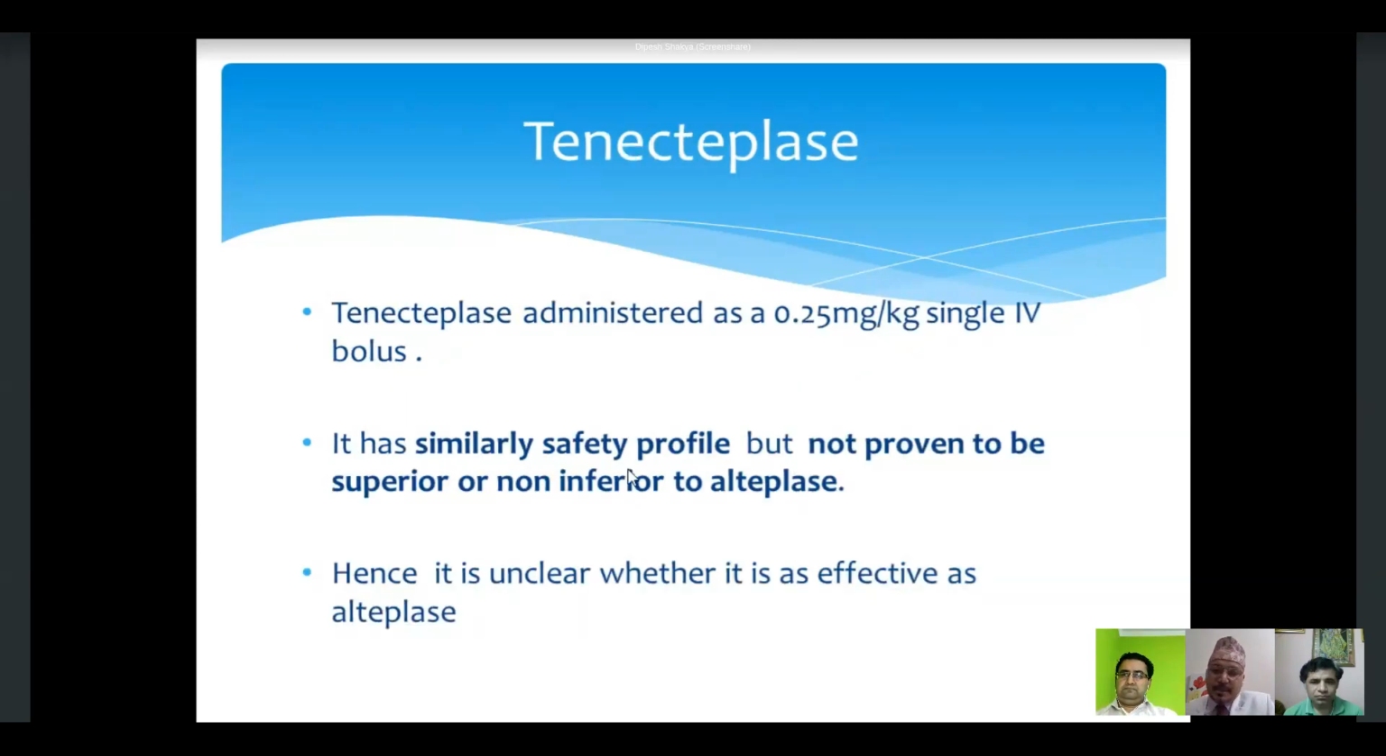Tenecteplase is administered at the dose of 0.2 mg per kg as a single dose IV bolus, not to exceed 25 mg. It has a similar safety profile, but has not proven to be superior or non-inferior to alteplase. So it is unclear whether it is as effective as alteplase or not. So still, when we can't find alteplase, we use tenecteplase.